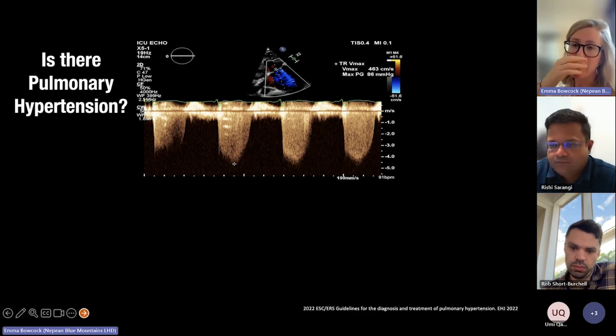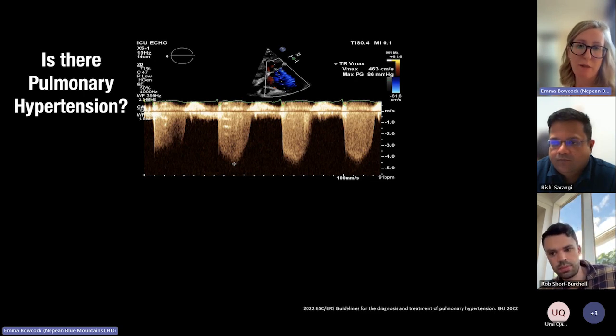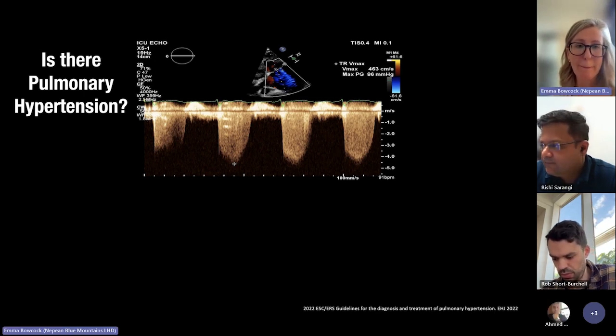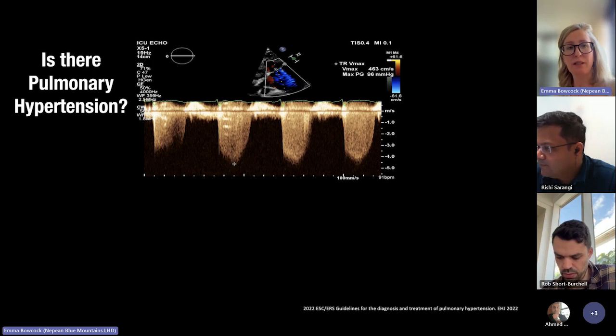and that's when you usually get your first TRV max. What TRV max, in meters per second, would ring alarm bells for everyone for being elevated, to give you an impression that there could be pulmonary hypertension? Do you have a sort of cutoff that you look at as you're going through your scan? More than 3. Above 3. I mean, 2.8 is what's in the guidelines, isn't it? So, 2.8. Yeah.